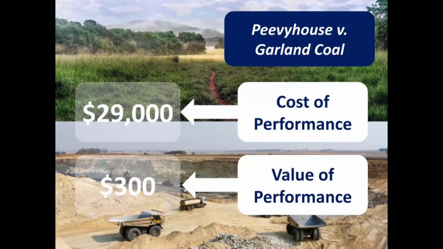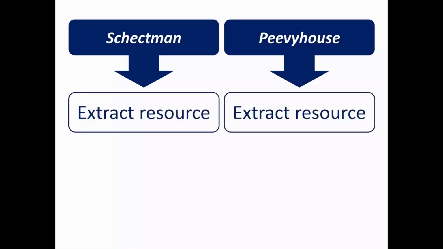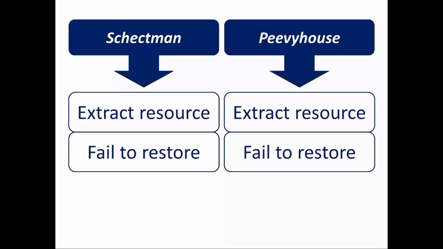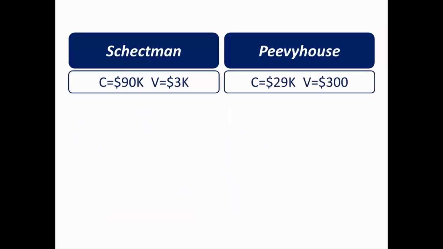Notice first that the facts of Schechtman and Peavey House are in many respects identical. Both involve contracts for the extraction of a resource from land, and a breach of the extractor's promise to restore the land. In both cases, the cost of performance greatly exceeds the value of performance, measured by the change in the market value of the property that performance would produce. However, the rulings in these cases could not be more starkly in conflict with one another.